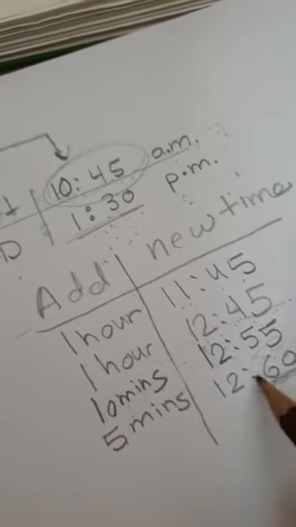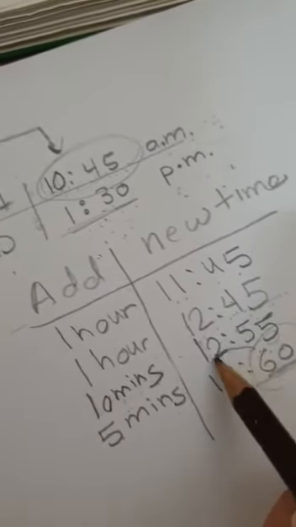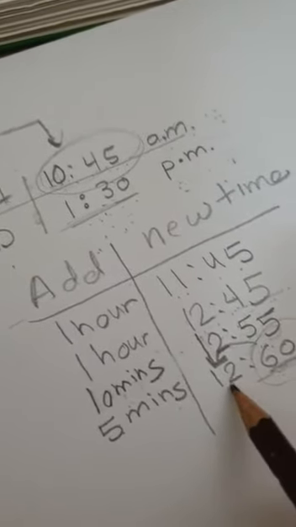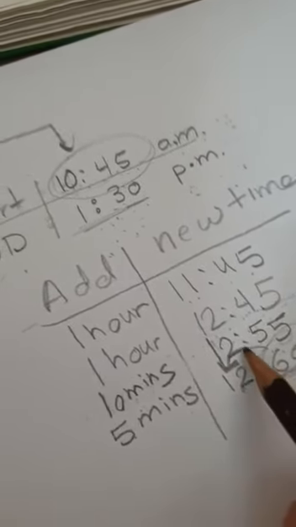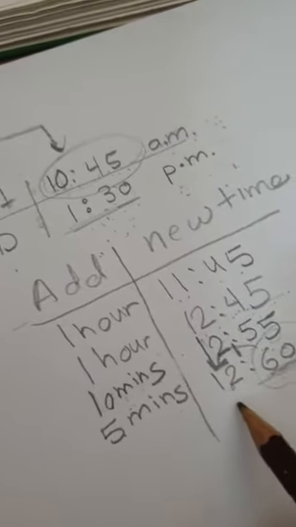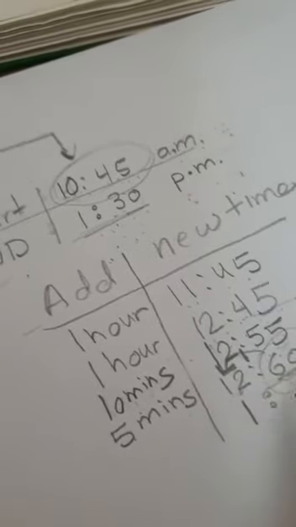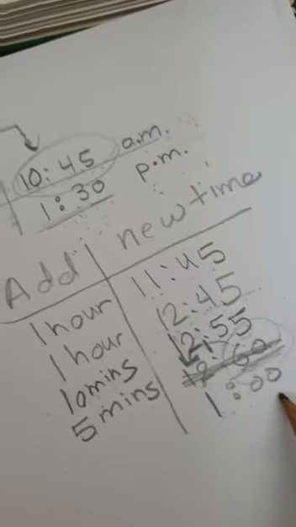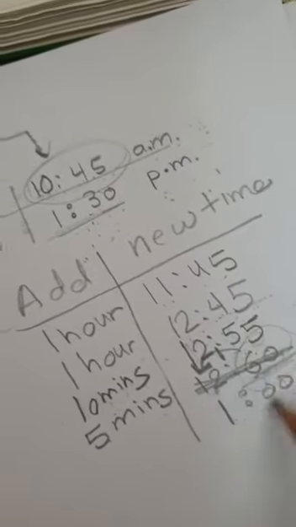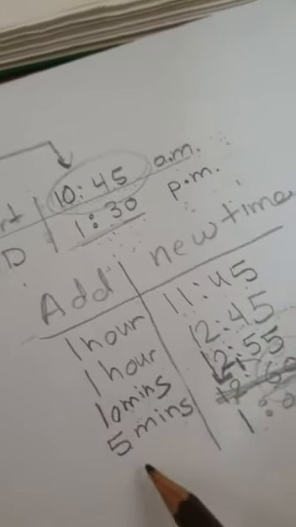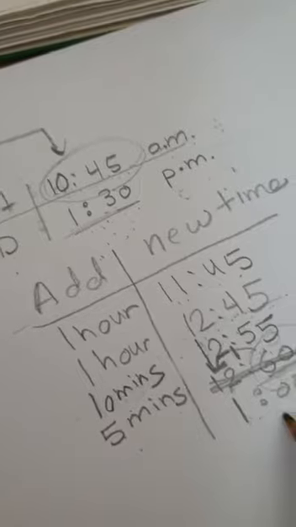When I arrive at 60 minutes, I will take it to the next part, the hours part, as 1 hour. So I will add 1 hour to 12, then it becomes 1. What happened to the minutes? They become zeros, so this number now disappears. I have 1 hour. Again, how did I get this time? 12:55. I will add 5 minutes to it to get 1 o'clock.